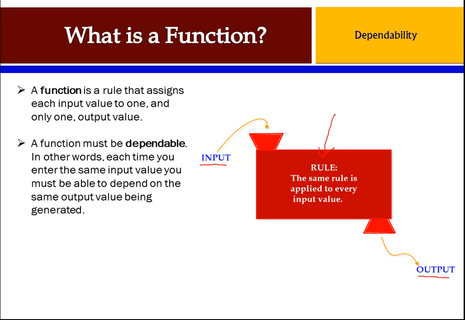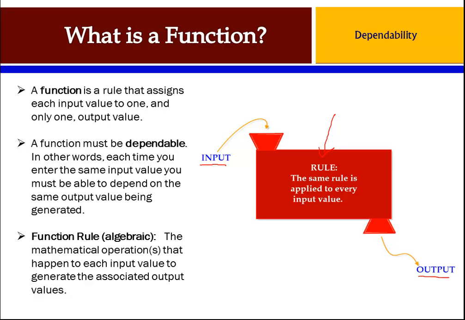Now, a function must be dependable. What that means is that each time you put in the same input value, you must be able to depend on the exact same output value being generated each time. Because remember, this rule is going to be consistent. Whatever the rule is will be applied every single time. So if you put in the same value, you would expect the matching output value to come out each time. I'll give you some examples in a minute and make a little bit more sense, I hope.